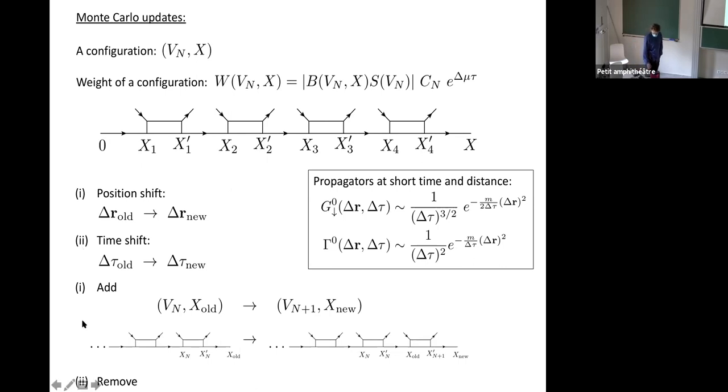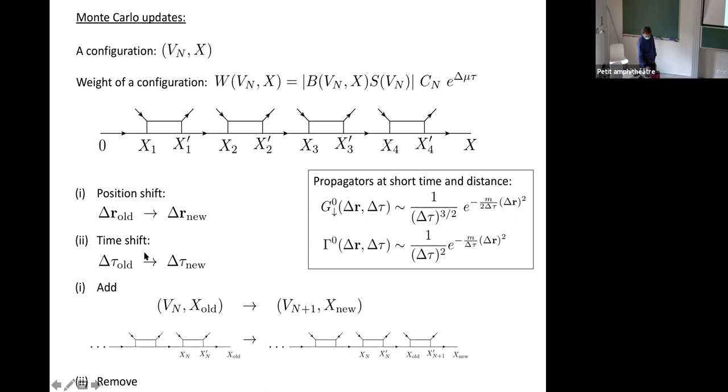So it's easy. The first update is position shift. It says to just pick one of these lines at random, for example this one here. This has a position difference of delta R old, and then we propose a new position difference, delta R new, and we choose it following the short time and short distance behavior of G0 in case we chose a G0 line, or gamma 0 in case we chose a gamma 0 line, with delta tau, the time difference, which is given.